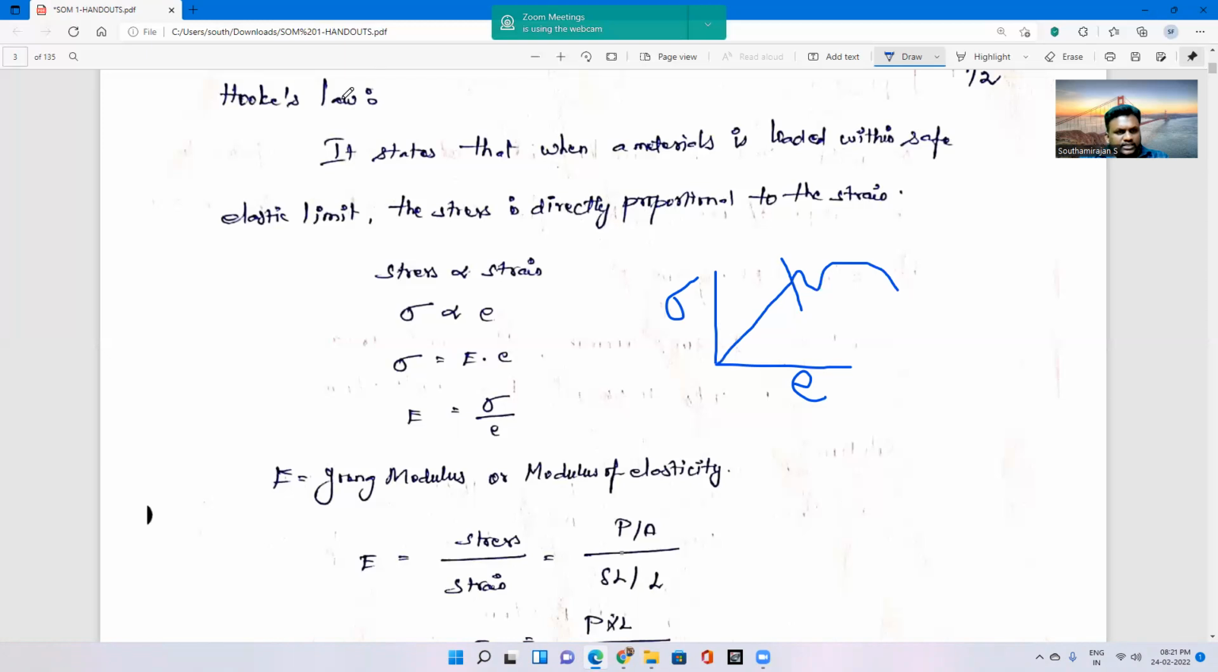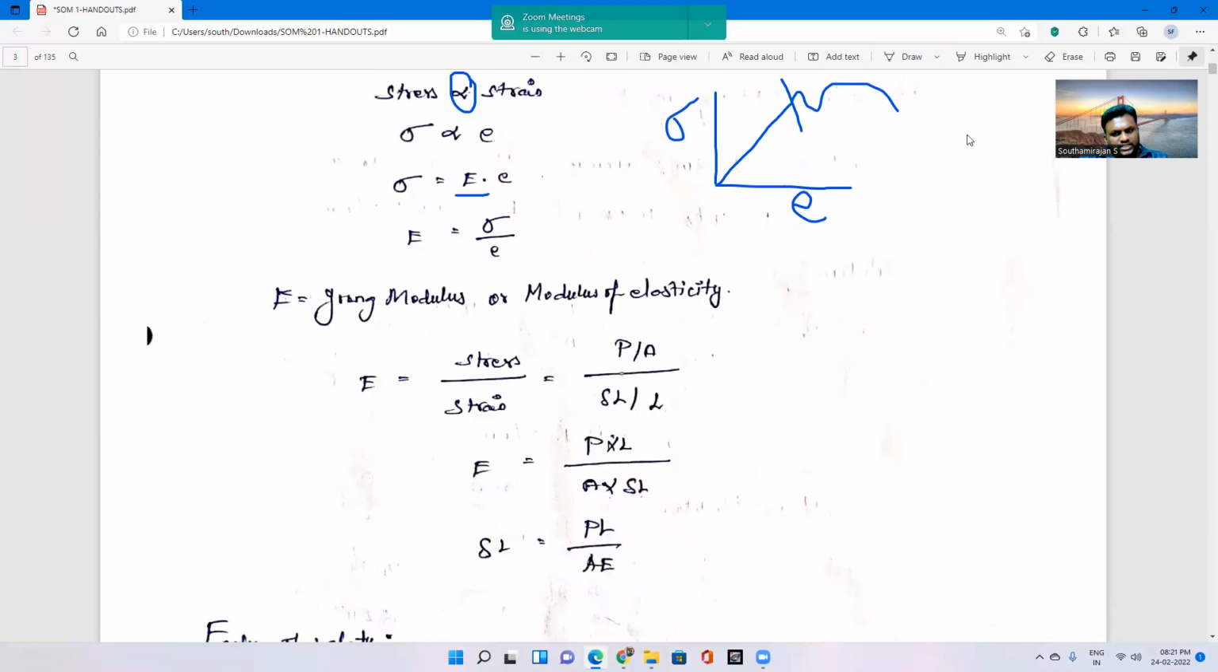This law was stated by a scientist, and it is represented as Hooke's law. Hooke's law says that stress is directly proportional to strain. In order to remove the proportionality, we introduce a constant of proportionality, capital E. Capital E is nothing but Young's modulus. Young's modulus equals stress by strain.